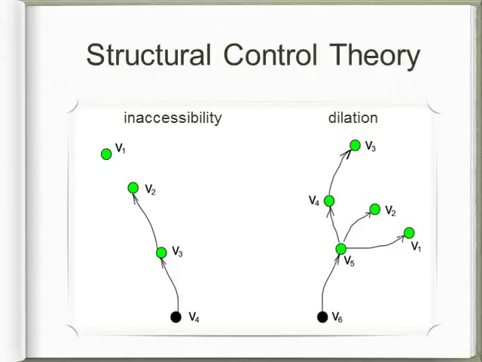Another concept is the so-called dilation. It's kind of a branching. If you think about this set of nodes, 1 to 4, you can find the so-called neighborhood set. In this case, it is node 5, because node 5 can reach this set of nodes. And the neighborhood set has size smaller than the original set. That's the definition of dilation. Then the dilation occurs. CTD proved that those are the only two scenarios in which the system becomes uncontrollable. And that's really a beautiful result.